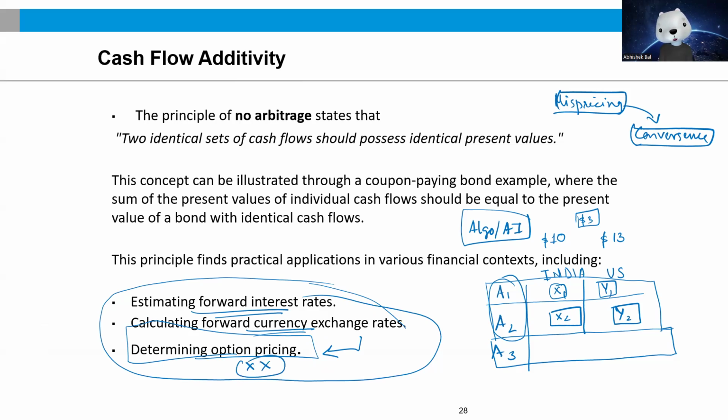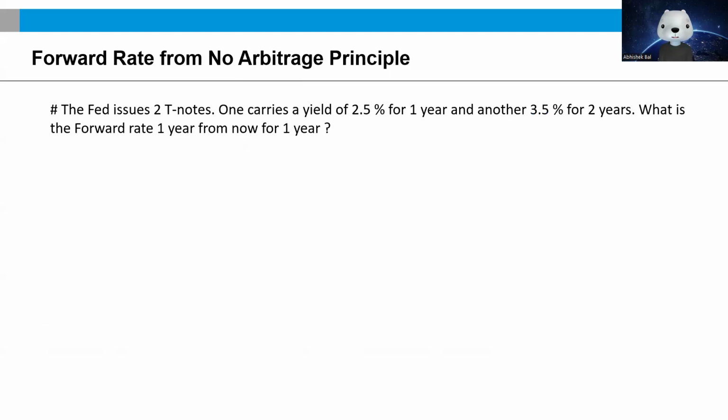All right. So again, as before, without much ado, let's first try and understand the theory through a given problem. Let's say we are talking about the Fed, and the Fed issues a couple of notes. One is of only a year's duration and is going to carry a yield of 2.5%.